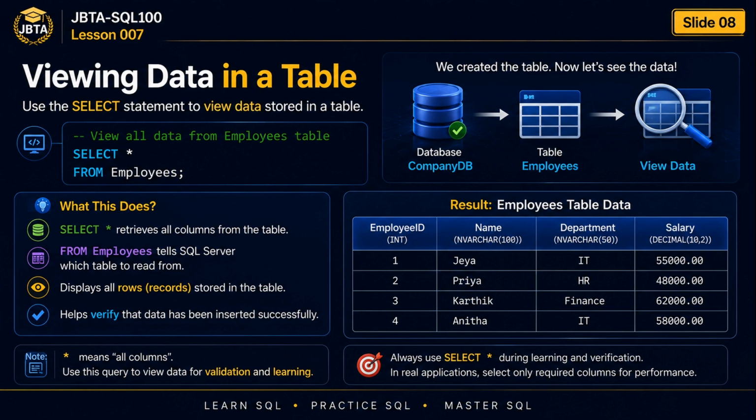So when we execute this query, SQL Server reads every row and every column from the employees table and displays the result. On the right side, you can see the output. Each row represents one employee, and each column represents a specific piece of information such as employee ID, name, department, and salary. This is one of the most frequently used SQL statements because developers use it to verify data, understand table contents, and check whether records have been inserted correctly.